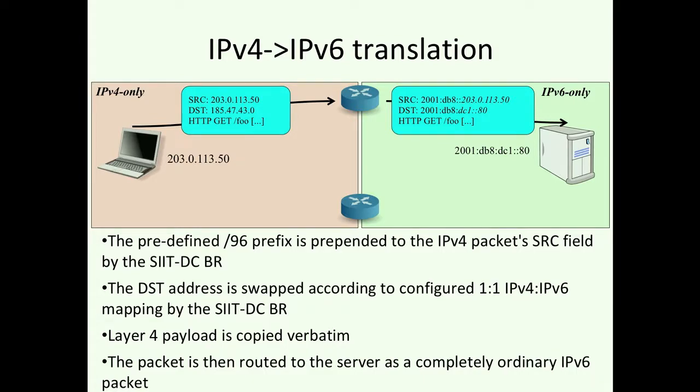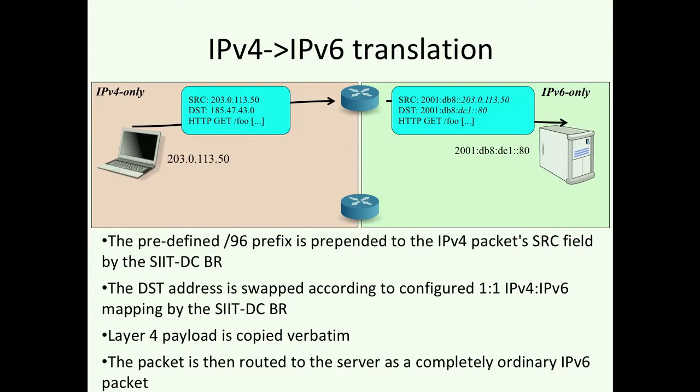The destination address gets swapped in accordance with the static mapping. So there's a one-to-one mapping between this IPv4 address and this IPv6 address, which happens to be the IPv6 address of the server. So it makes a table lookup, swap, done. Everything else in the packet that matters, like the TCP headers, the port numbers, the HTTP payload, is just a copy. You don't change it, you just copy it verbatim.